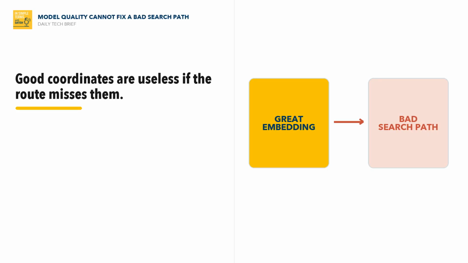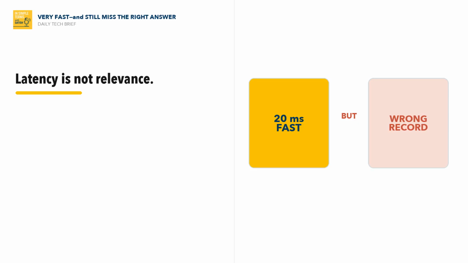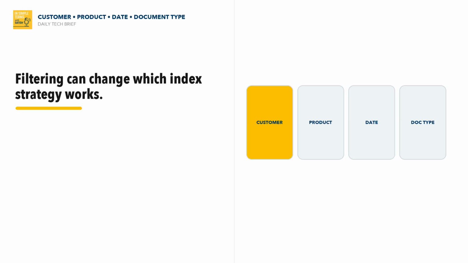A great embedding model can still look weak if the index structure is a bad fit for the workload. A system can be very fast and still miss the right answer. A demo can look clean until someone adds real filters like customer, product, date, or document type.